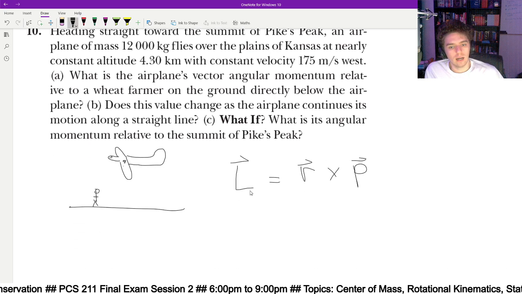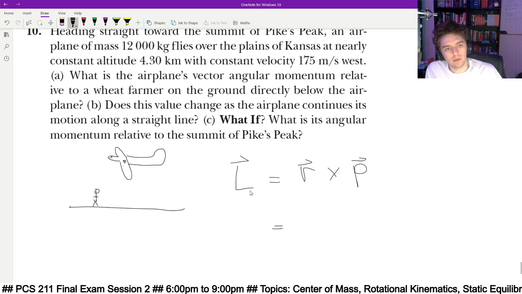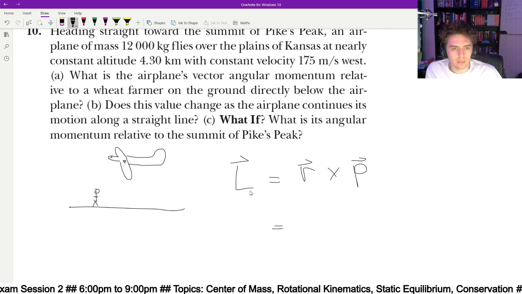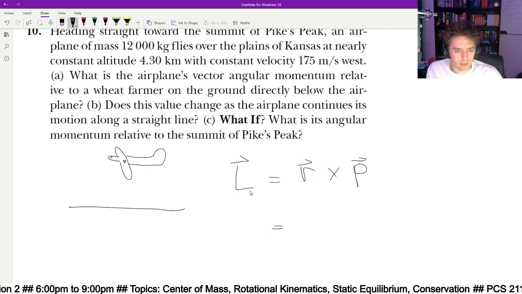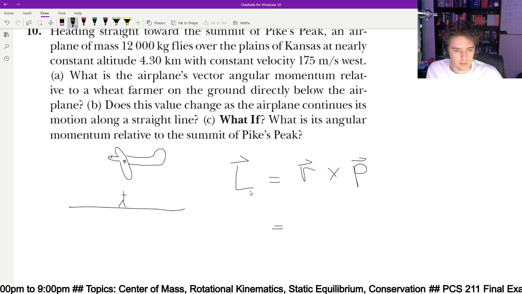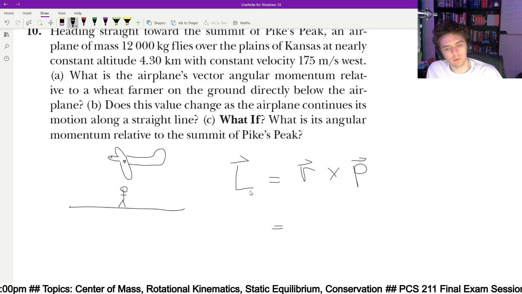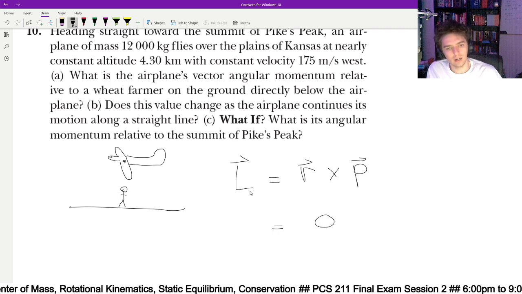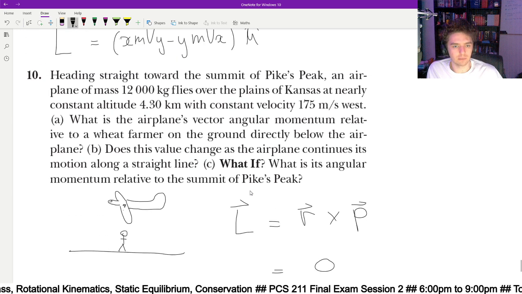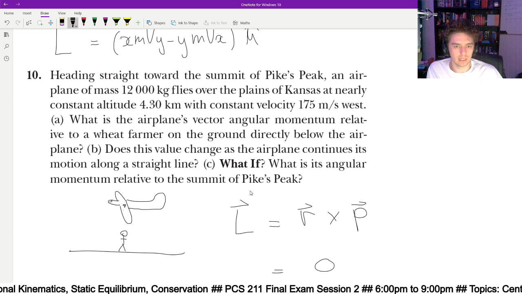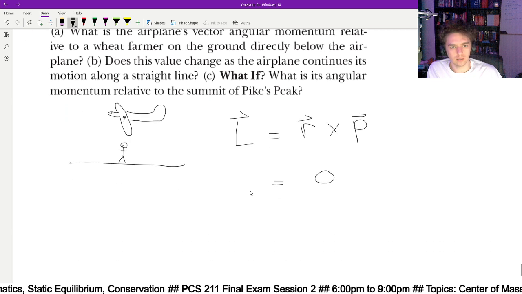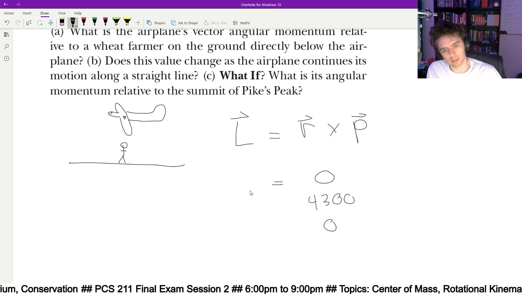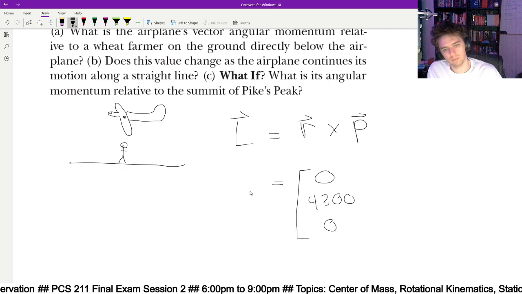So, what's the radial vector? Do we know anything about the radial vector? It relates to the point directly below the airplane, right? So the person standing right there. Okay, what's the x component of that radial vector? The x component is 0. What's the y component? It's just the height of the plane, which is 4.3 kilometers. So I'll say 4,300 meters, and 0 in the z direction.